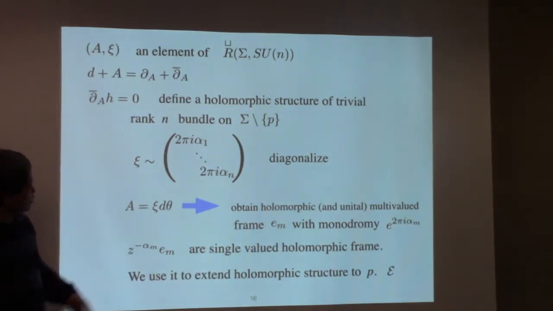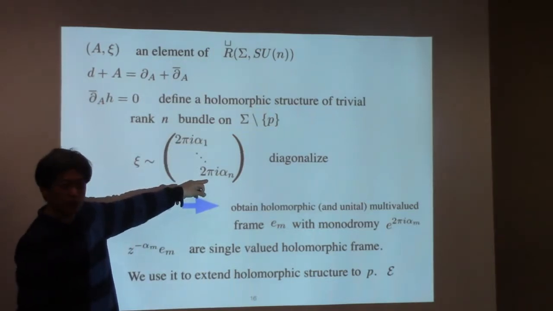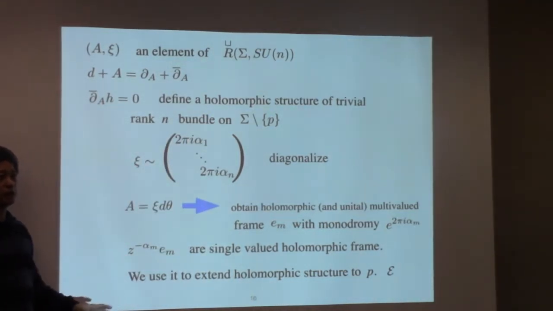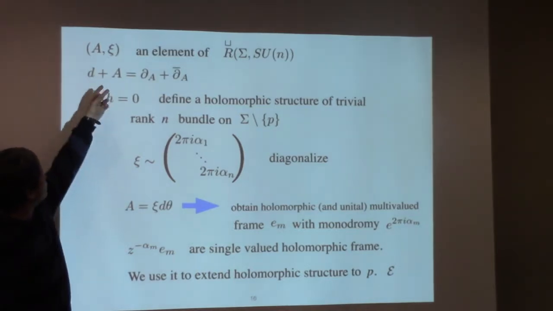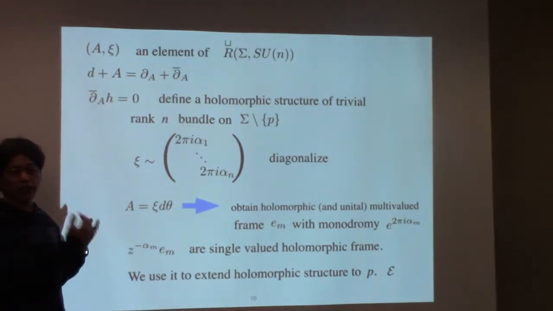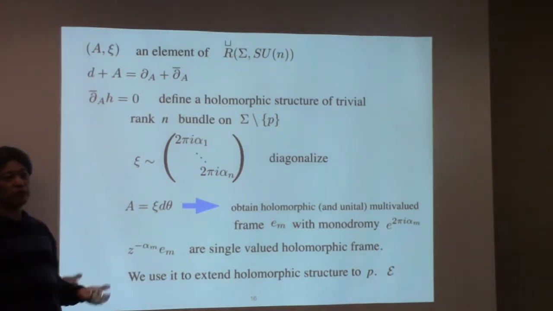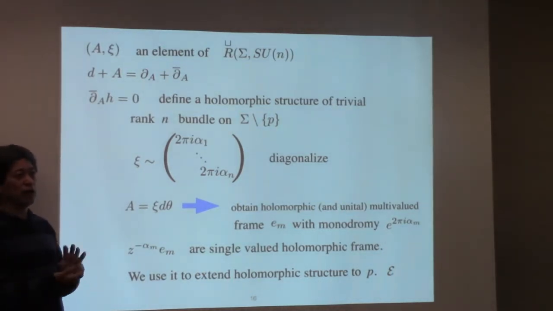And together with this, this is SL(N,C), so the sum is 0, so you have this SL(N,C) framing on this complex vector bundle. So starting from this data, A and Xi, you end up with this triple of a holomorphic vector bundle, an SL(N,C) framing, and a trivialization of the determinant bundle. So this is a map, and this should be a diffeomorphism.